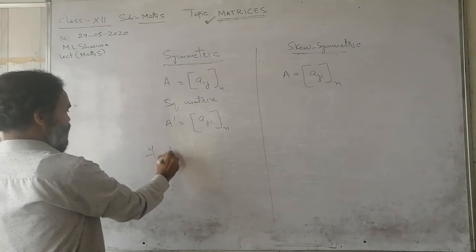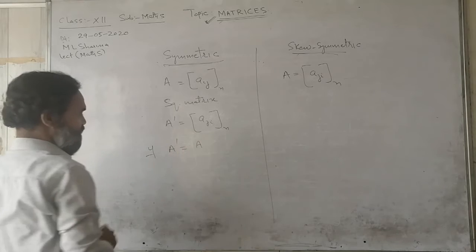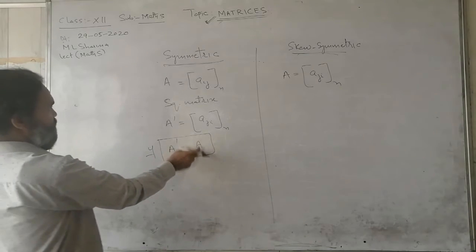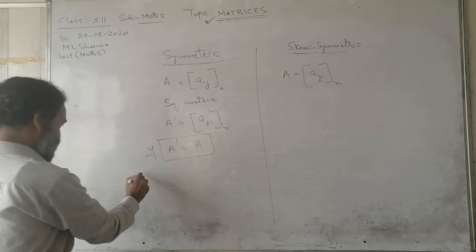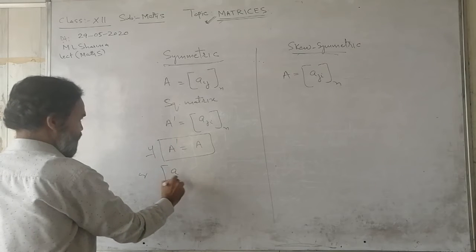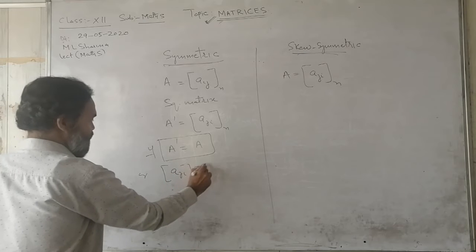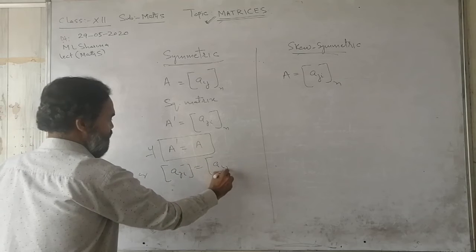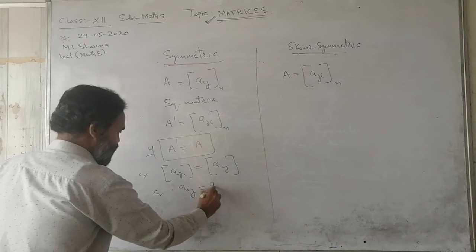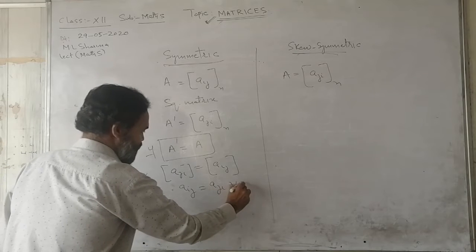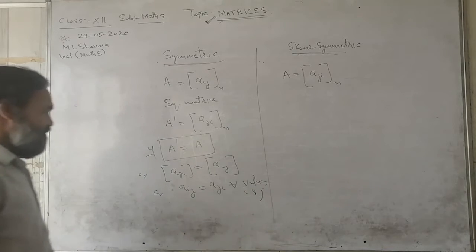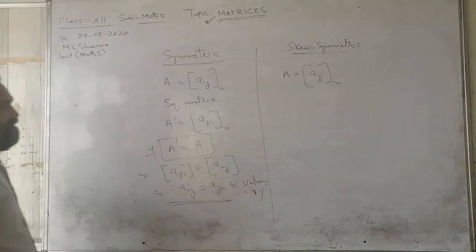Now if A transpose equals A, that means if this condition is satisfied, this shows the matrix A is symmetric. Or I can say, A_ji is equal to A_ij, or A_ij equals A_ji for all values of i and j. So this is the condition for a symmetric matrix.